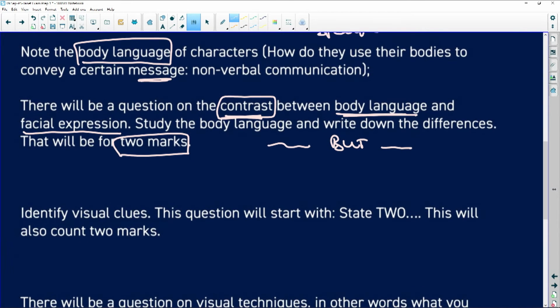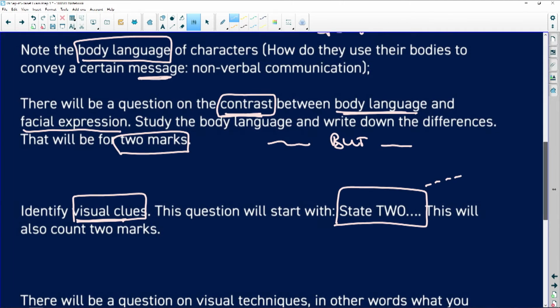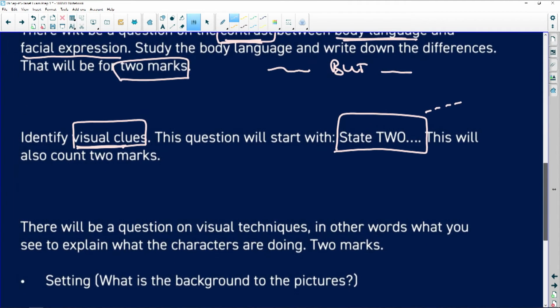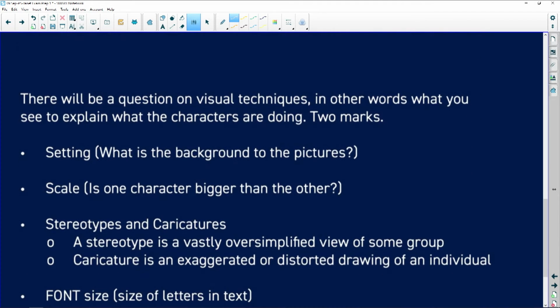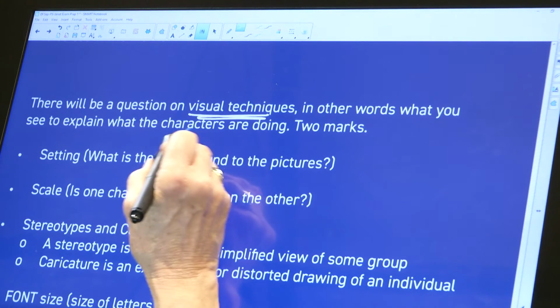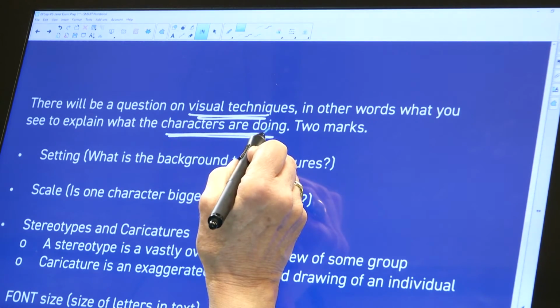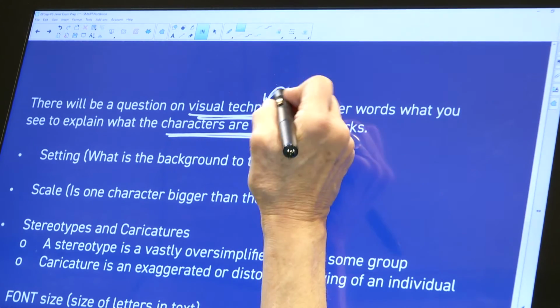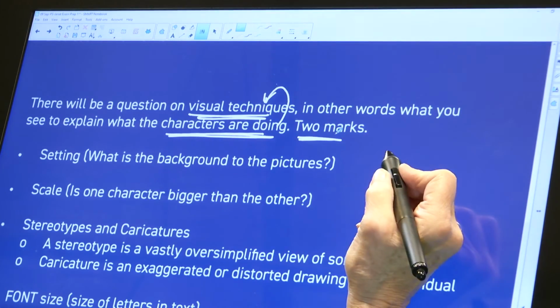Then there'll be a question that says, identify visual clues. So they will say, state 2 ways in which we can see the sound. And that will count for 2 marks. And that will be visual clues for sound or anger or something, an accident, a bang. Then a question on visual techniques as well. You have to say what the characters are doing. So I look at what they look like and I say what they're doing and I get my marks.